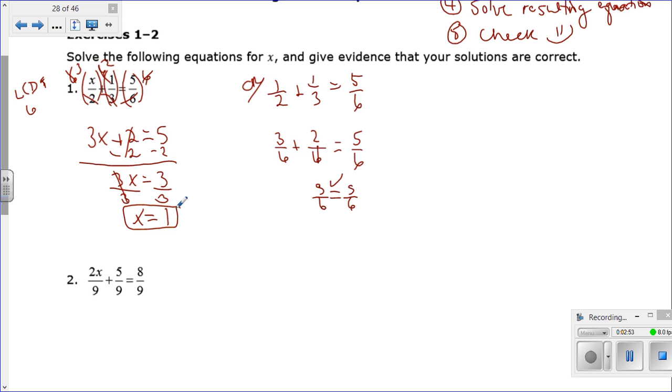When you're doing a check, just an FYI, you cannot cross the equal sign. You work on one side, then you work on the other to try to get one side to equal the other.